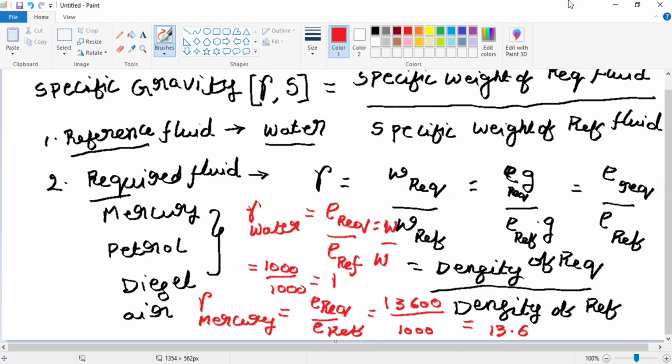Here the highlighted point is the definition: the ratio between specific weight of the required fluid and the specific weight of the standard fluid or reference fluid, or density of the required fluid by density of the reference fluid. Reference fluid is nothing but the water. And one more important point: the specific gravity of water is 1, and the specific gravity of mercury is 13.6. These are important from the competitive exam point of view.